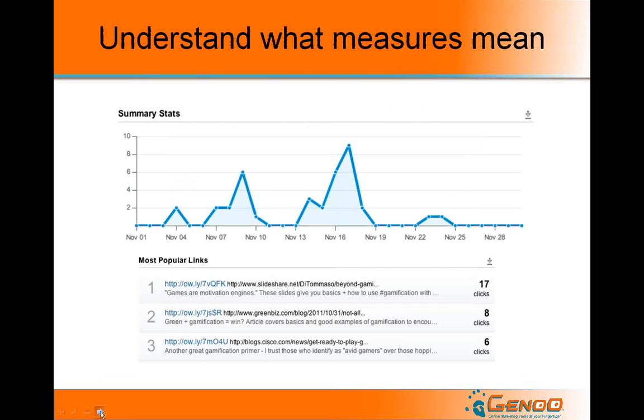The next thing is really understanding what measures mean. So firstly, you want to use a URL shortener specifically for the links in social media. They're important for trackability and metrics. So you'll see that HootSuite automatically uses Ow.ly for its URL shortener. And it also measures how many people click through. So you can track which of your links are generating the most interest.